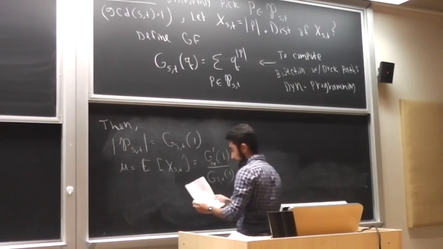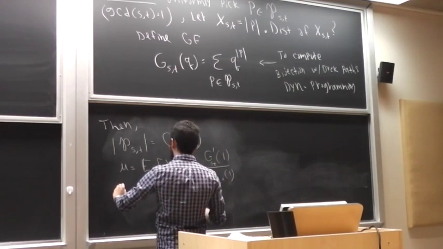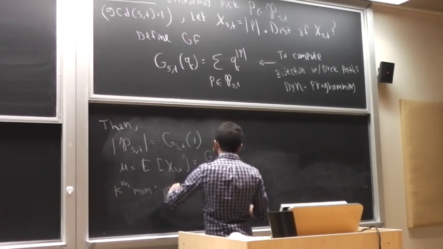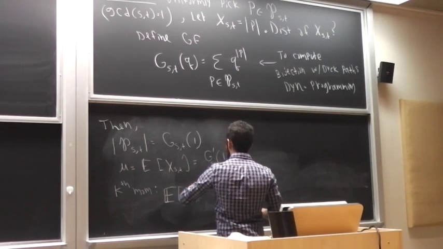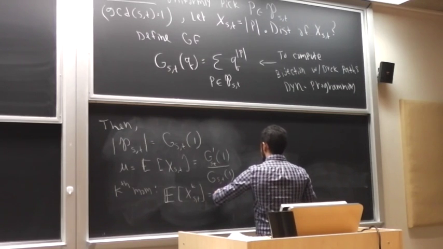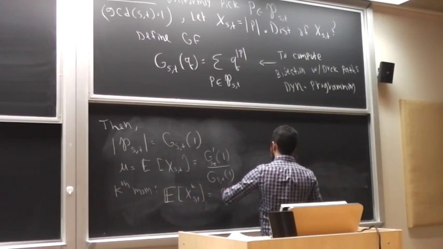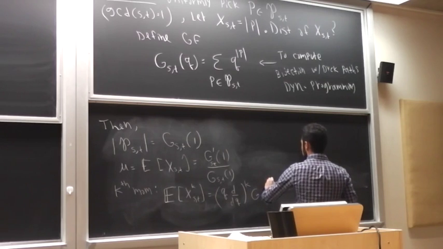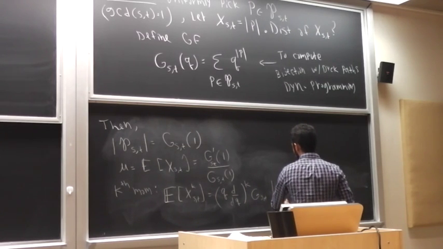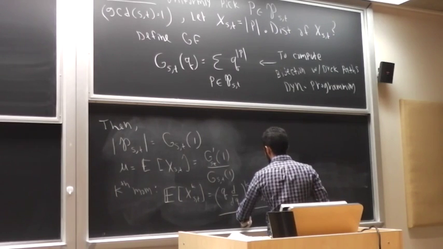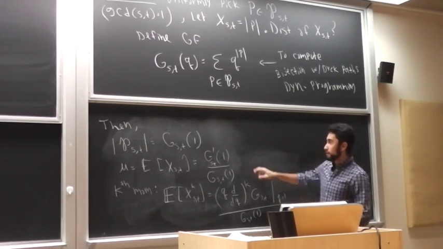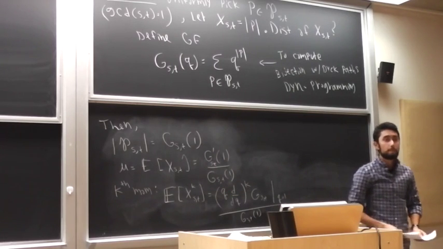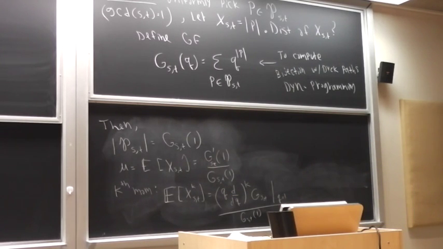And then to get the kth moment, I may as well write this down. The kth moment is the expected value of the random variable raised to the k. It turns out you have to take the operator where you multiply by q and differentiate. You apply that k times to the generating function, and you substitute in q equals 1. And again, you have to normalize by dividing by G of 1. If that's not clear, it doesn't really matter. The point is, once you have that generating function, you can just do these easy manipulations and get all the moments that you want. So questions about that?